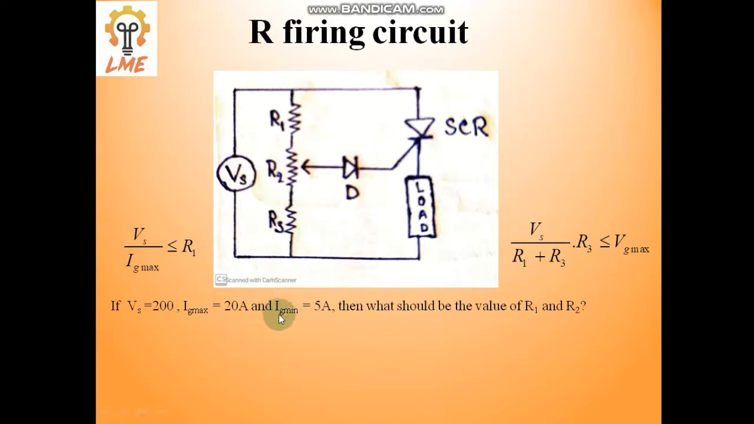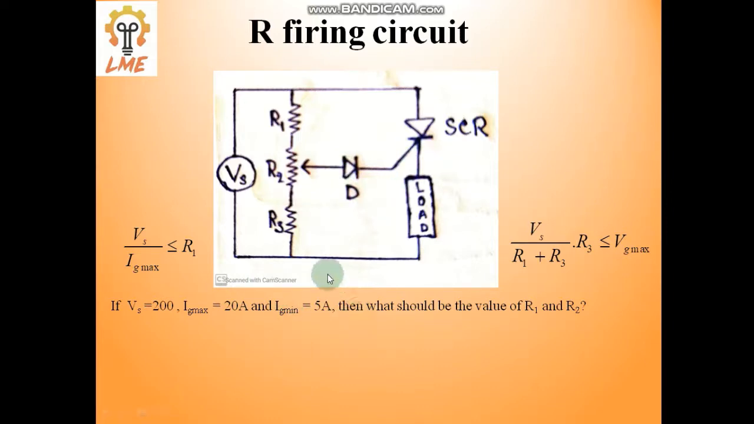What does it mean? Supply voltage is 200 volt, that simple thing. Ig max 20 ampere means what? The SCR gate terminal can withstand only up to 20 ampere current. If the current is more than 20 ampere, 21 or 22 ampere, that will create permanent damage to the gate terminal of this SCR.